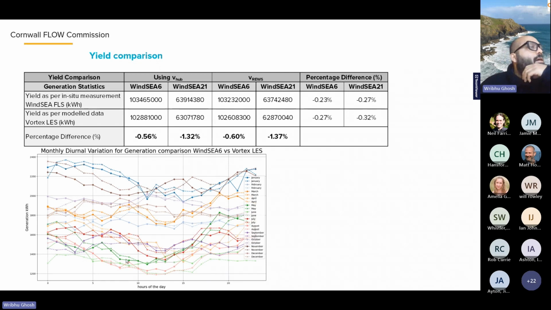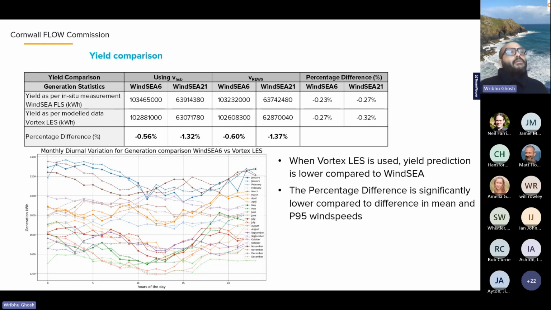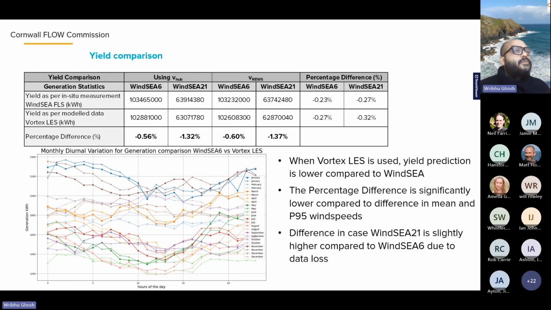This is a plot which shows the monthly diurnal variation. Say this is for January, the solid line is for WinC6, and the dotted line is for the model. There's nothing much to choose, no massive discrepancies here. I still kept this slide because I just liked it. And yep, these are the major observations.